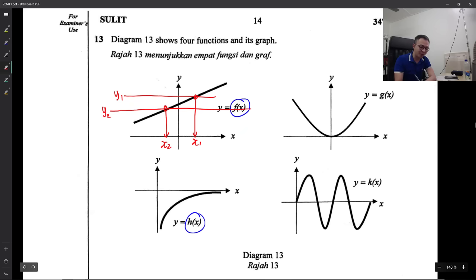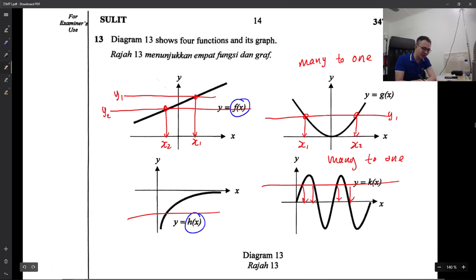Like this one, the gx, if I draw a horizontal line, this is my y value, right? I actually touch two x values. Do you see? I touch the x1 and x2. Two x values go to one value. This one we call many-to-one function. Same idea, if I draw one horizontal line, this one I touch 1, 2, 3, 4. So this is many-to-one also.